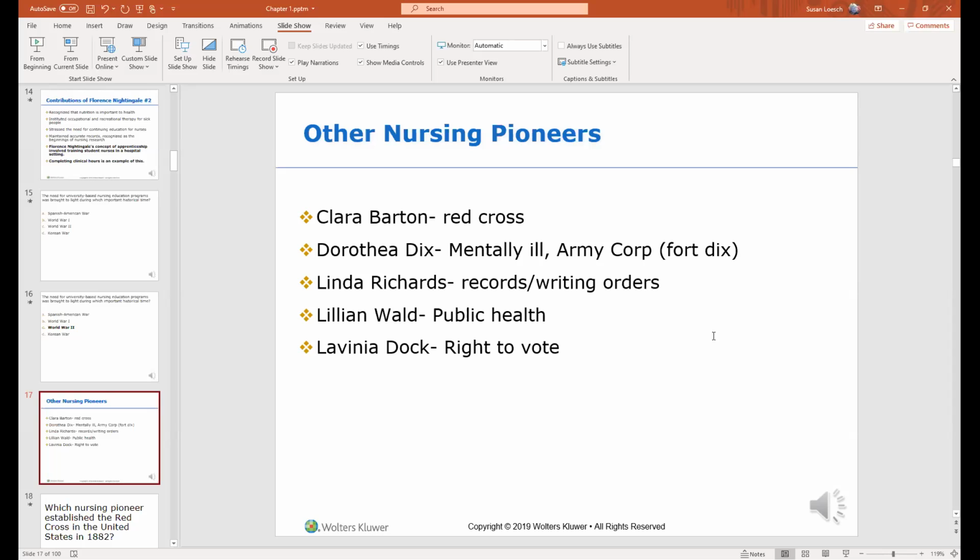Lillian Wald, her and Mary Brewster, they started a project up in New York called Henry Street. And that's how public health began, public health nursing. And Lavinia Dock was instrumental in the right to vote. There's a few other pioneers, but these are mostly the ones that you will see questions about.